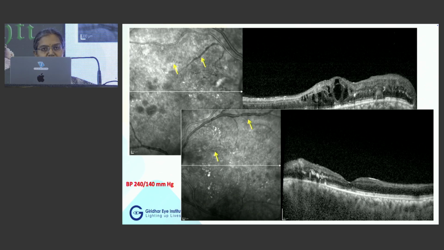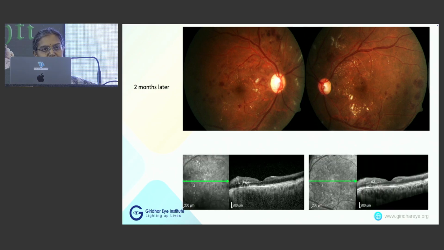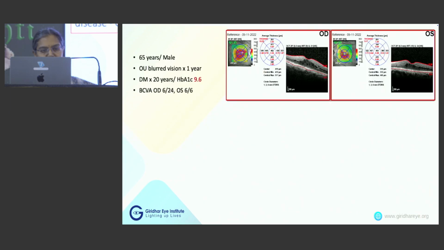So we did not even wait to take a color photo, sent him for urgent physician consultation. 2 months later, when he came back, this was a fundus picture and macular edema had resolved without any specific ocular intervention, and this was his diagnosis. So whenever you see such findings, systemic evaluation is so important. You can reduce not only the morbidity but even mortality due to these complications.